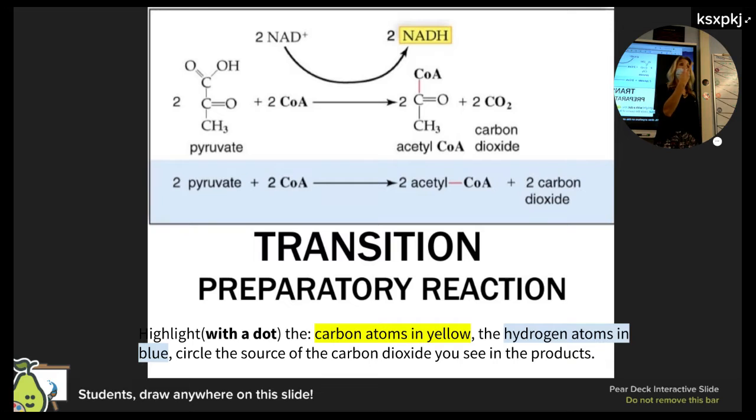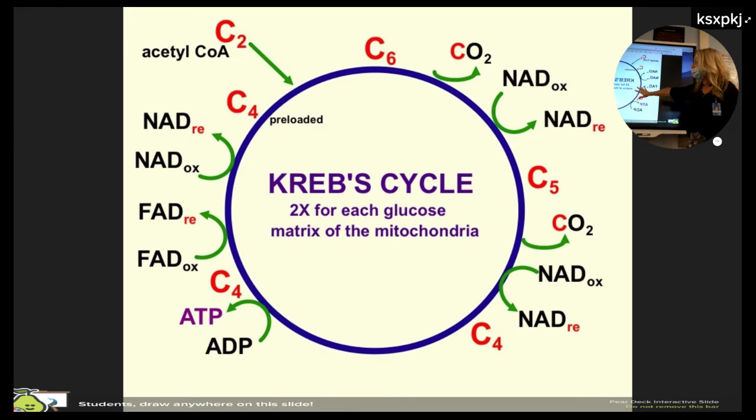Two reduced what? NAD. That's good. We can cash those out later for some ATP, right? And it makes us 2 acetyl-CoAs, which we can feed into the Krebs cycle. Do we like the Krebs cycle? Yes, because it makes us a whole bunch of NAD and FAD, right? Mostly NAD. All right, so following transition prep, we go into our Krebs cycle.